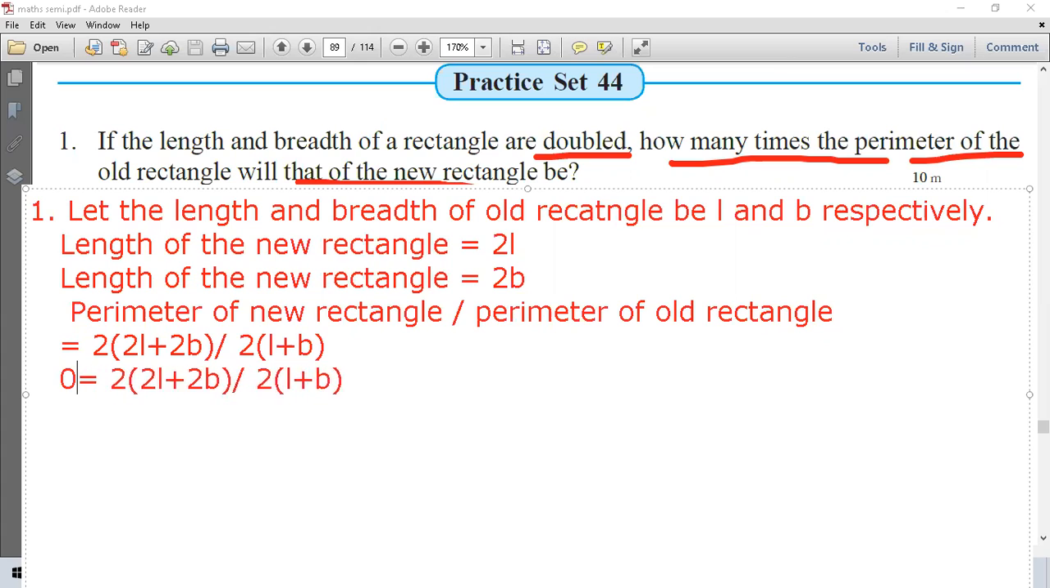इथे पण 2 कॉमन केले आपण. Now what happens? 2 कट झाले तुमचे बघा. L plus B पण L plus B कट झाले. So your ratio is 2 upon 1, that is 2 is to 1. This is the answer of question number 1.